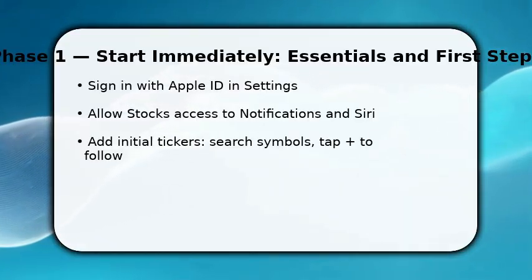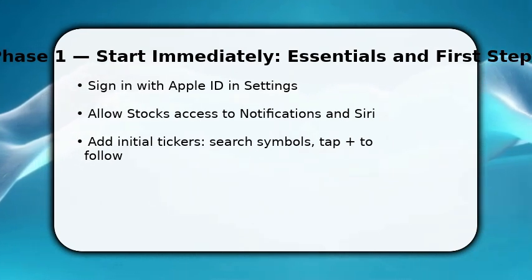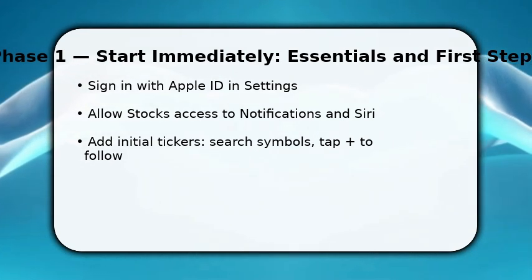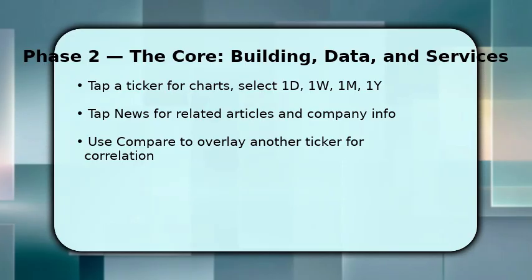After adding a few symbols, swipe to see price changes. Make sure to enable cellular or Wi-Fi for live quotes. Once you have tickers, dive into a single stock view to analyze price action and volume. Select 1D, 1W, 1M, or 1Y to change perspective.